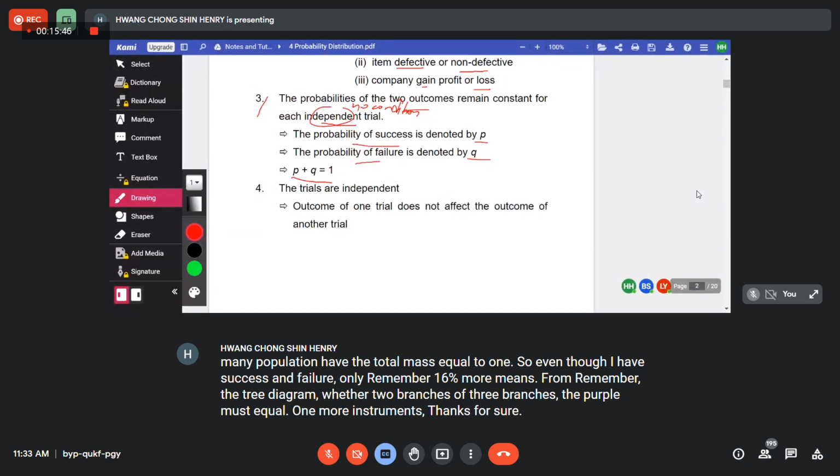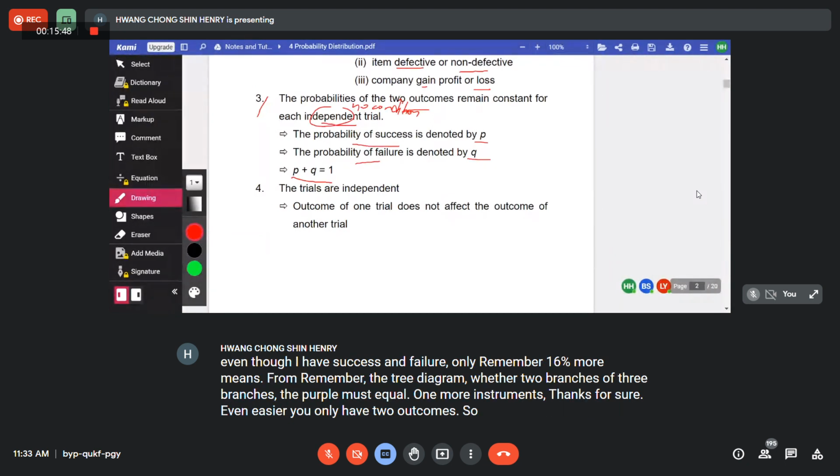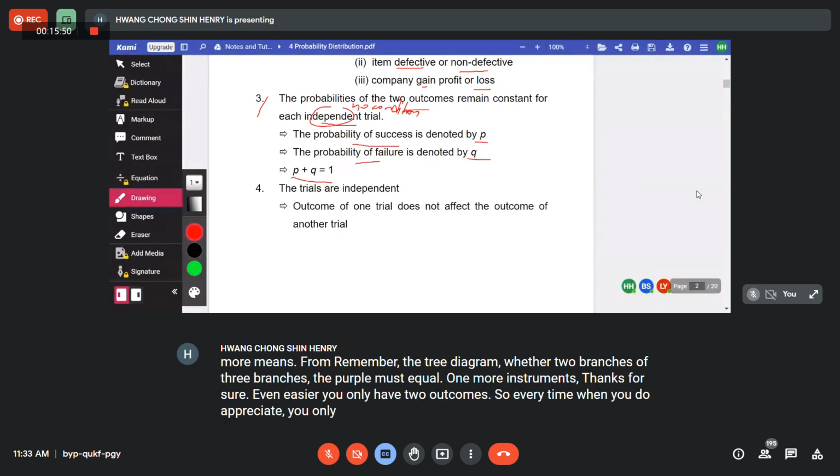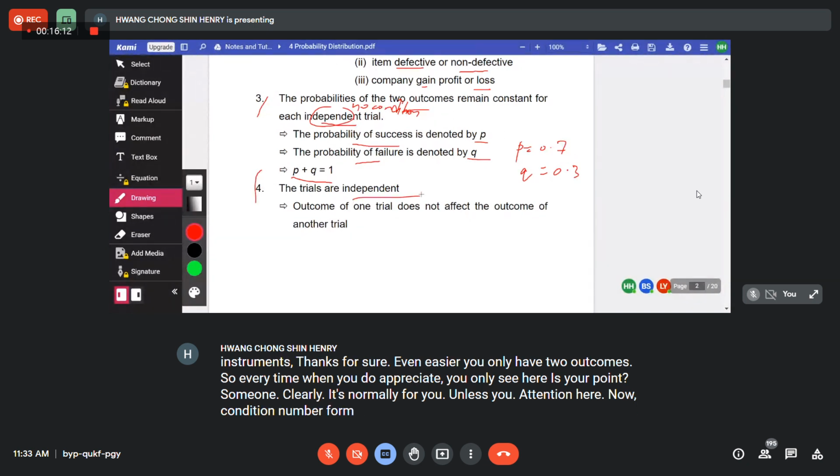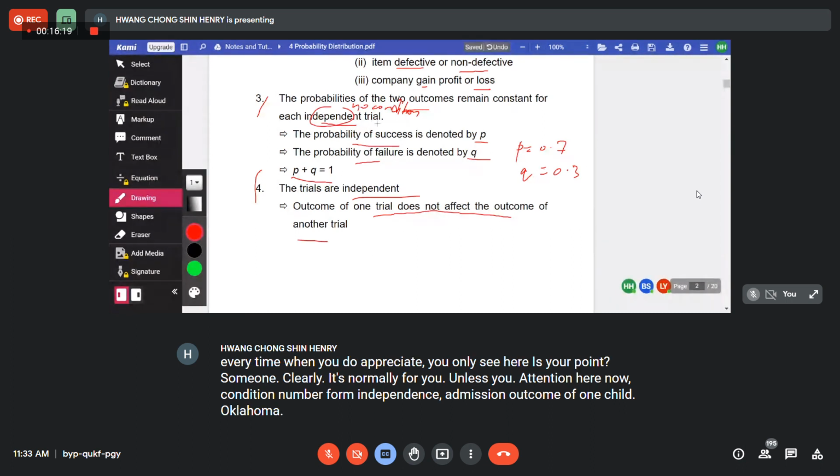So for binomial, even easier, you only have 2 outcomes. So every time you do the equation, you only see P and Q. If P is 0.7, then Q must be 0.3 only. That's all. Now the condition number 4, independence, as I mentioned: the outcome of one trial does not affect the outcome of another trial.